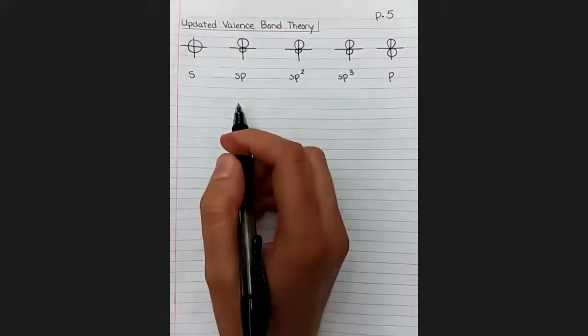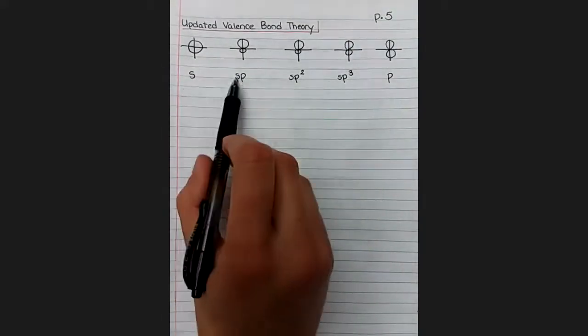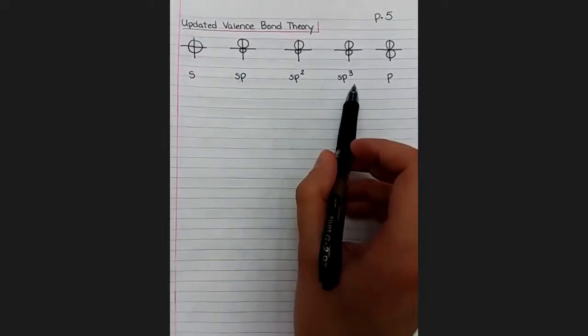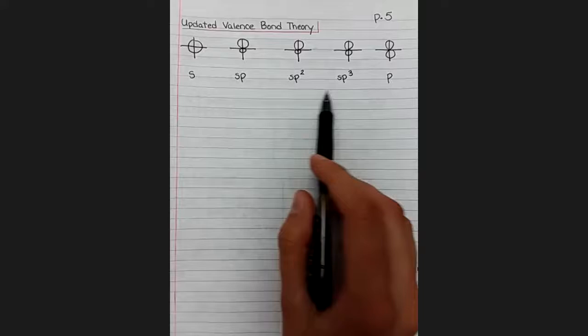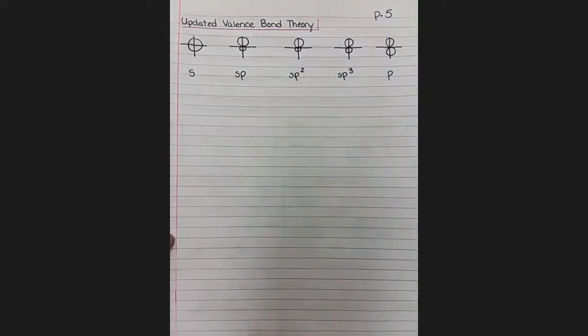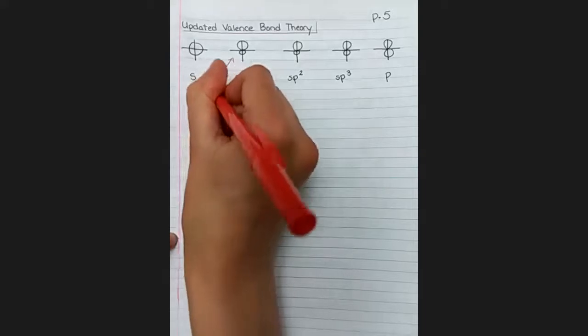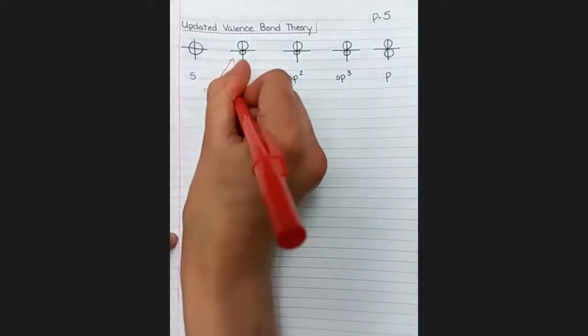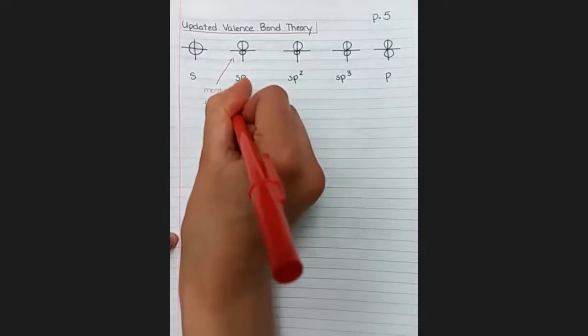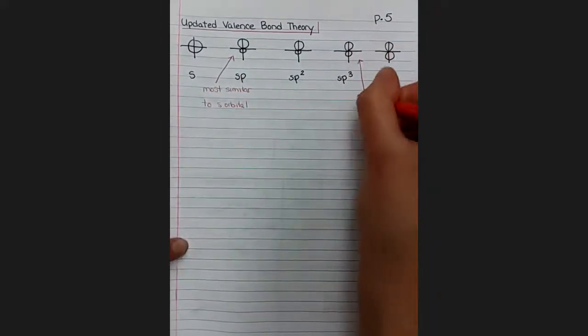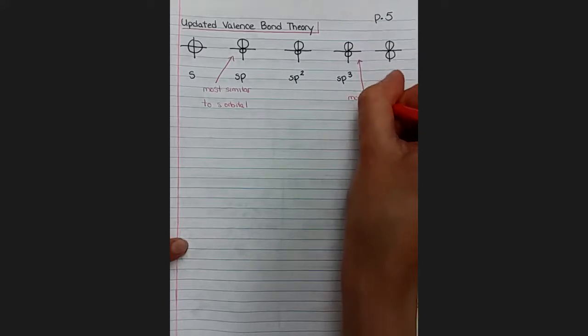So hopefully that's a little bit more clear that as we move from sp to sp2 to sp3, those lobes are getting more and more similar in size as we decrease in s character. That's important. Let's write that down. So the sp is most similar to an s orbital, and our sp3 hybrid is most similar to a p orbital.